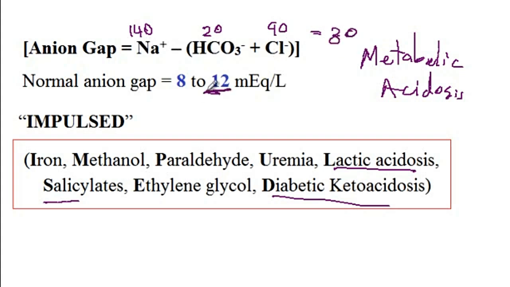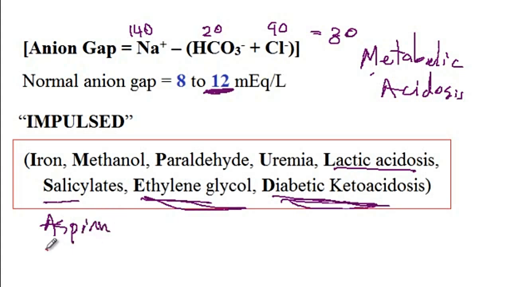And 30 is higher than the normal range, so therefore if there is a metabolic acidosis in this patient, then one of these causes could be the cause of metabolic acidosis, like for instance diabetic ketoacidosis, ingestion of ethylene glycol, paraldehyde, methanol, iron, uremia, or use of the salicylates, like for instance aspirin.